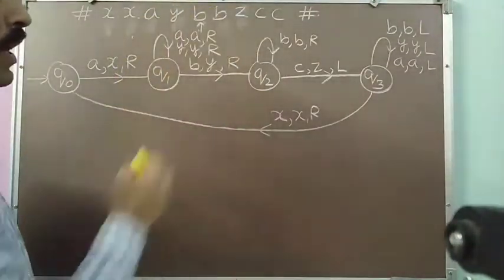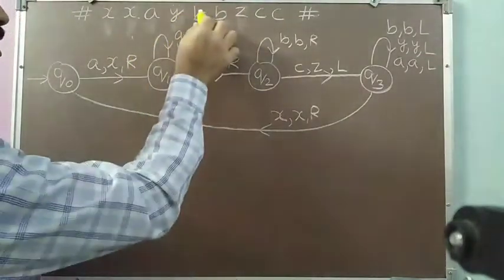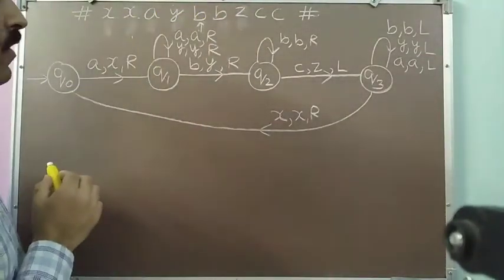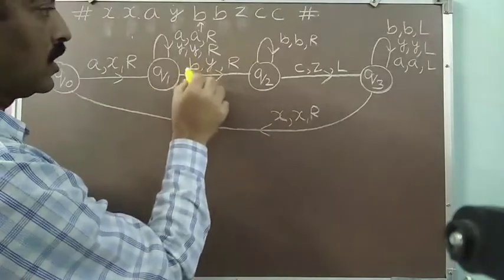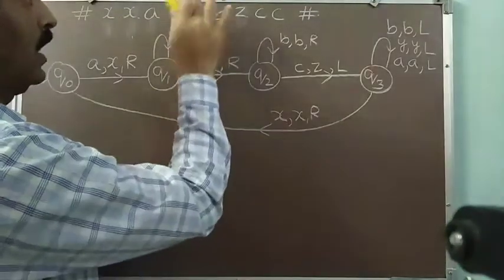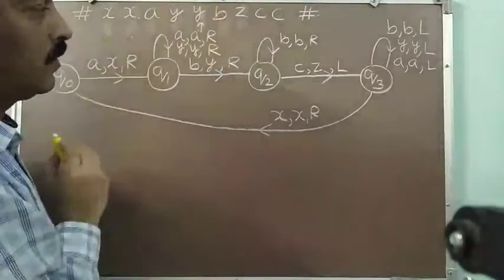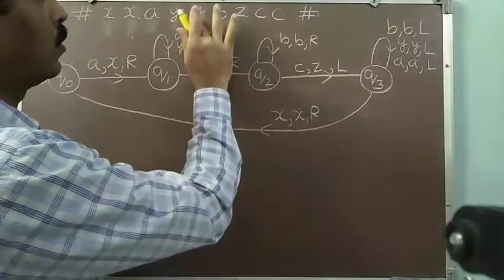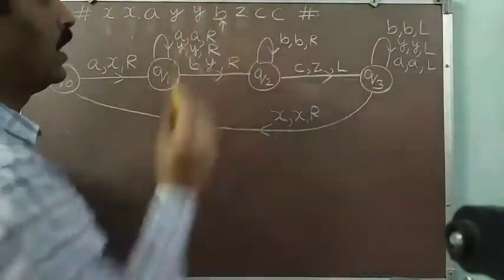Then I will be finding B, which is the first B I have found. So this is the B corresponding to the A which I have processed. So this B I will mark with Y and move one position right. So my read-write head will move to the next position.